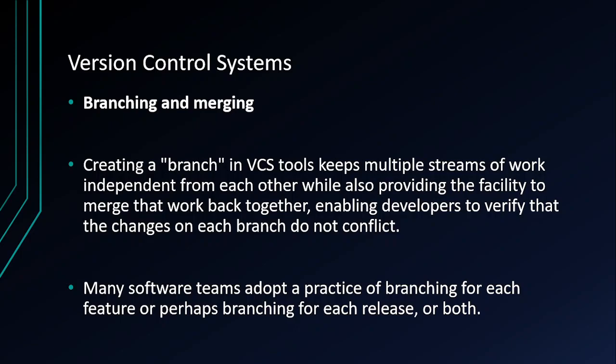Whenever you're done working on the feature or on that branch, you merge it back to the original branch, enabling developers to verify that changes on each branch do not conflict. Many software teams adopt the practice of branching for each feature or perhaps branching for each release or both.